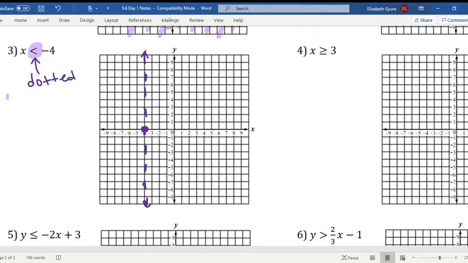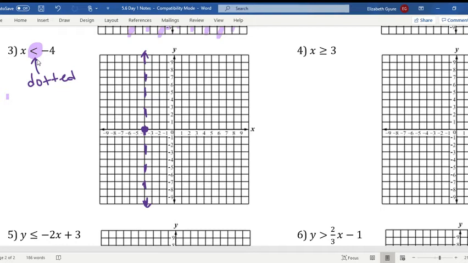Now we need to decide where to shade. Can someone tell me what this symbol means again? You can look at the front if you need to. What's that symbol mean? Does it mean less than or does it mean greater than? Yeah, this means less than. So less than, should we think smaller numbers or bigger numbers?